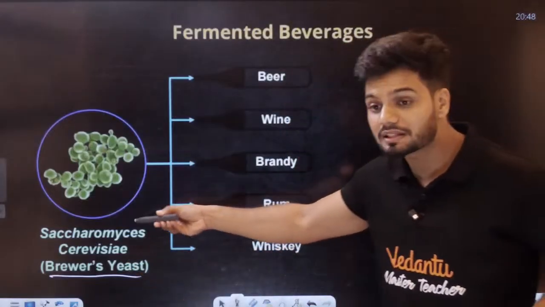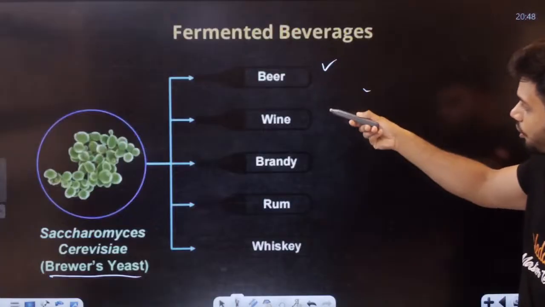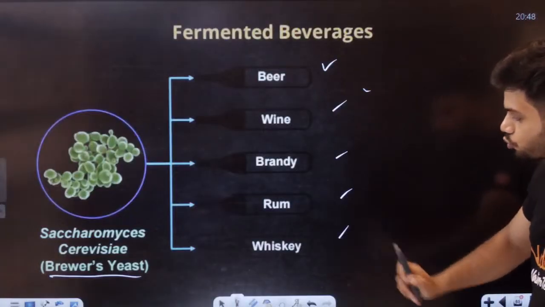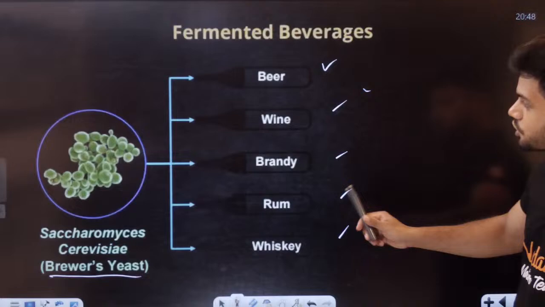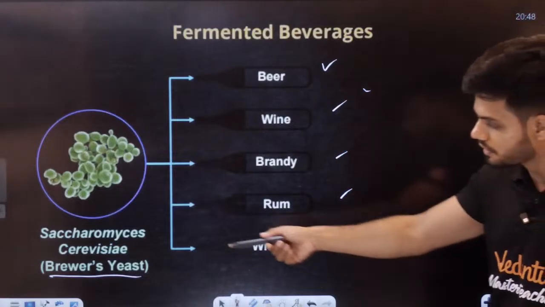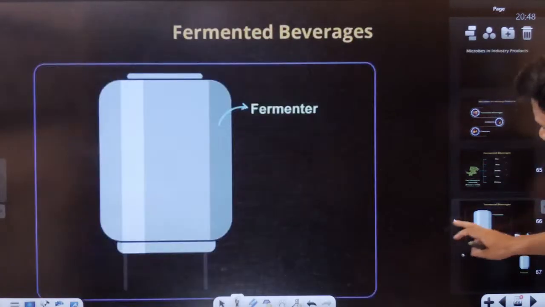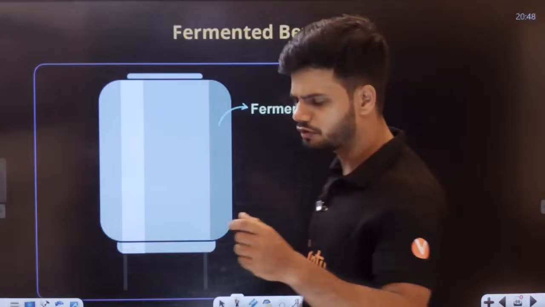Because of this cousin brother, we can make all of this adult juice. Beer, wine, brandy, rum, whiskey, all that can be made with the help of brewer's yeast. Okay, students, now, how do we make alcohol?